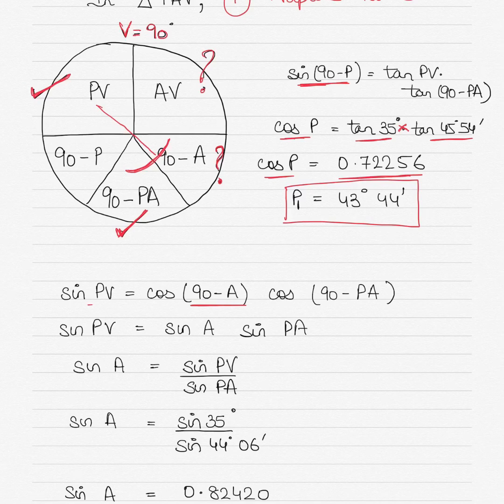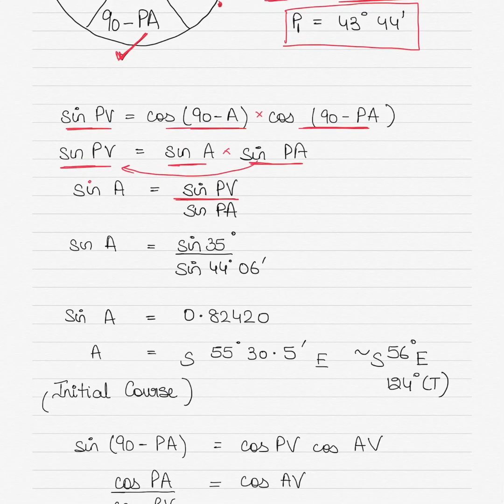So therefore sine of PV becomes the middle part equals cos of the opposites, which is cos 90 minus A multiplied by cos 90 minus PA. So cos 90 minus A is also equal to sine A, and cos 90 minus PA is also equal to sine PA. Sine PV equals sine A multiplied by sine PA. Alright. Therefore, keeping sine A here because that is what we have to find out, this becomes division. So sine A equals sine of PV divided by sine of PA.